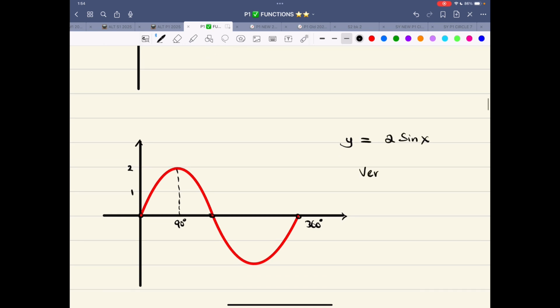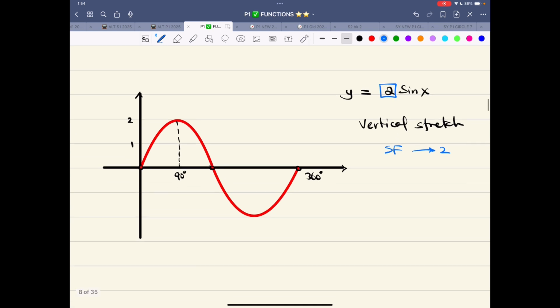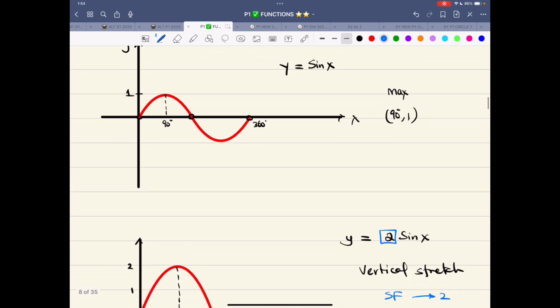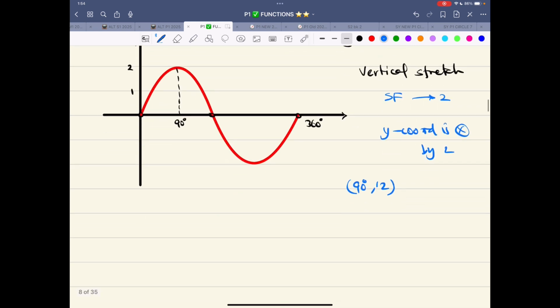It's a vertical stretch. If it's a vertical stretch, that means the scale factor is 2 and the y coordinate is multiplied by 2. X coordinate remains unchanged. So therefore, 90, 2. This point was 90, 1. So 1 becomes 2 because of the scale factor multiplication. All good, all clear? Let me further emphasize it.